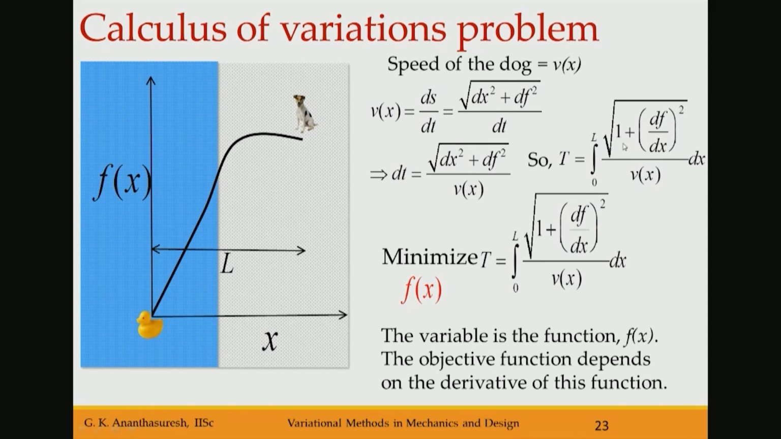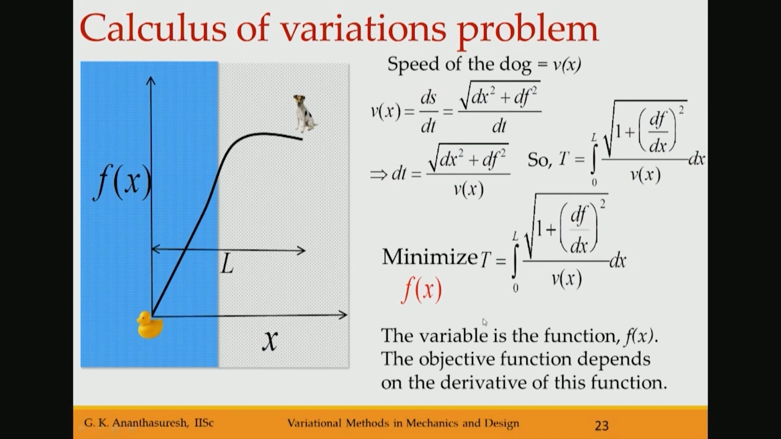and then the square root of dx square, which is the thing that we have there, multiplying and dividing, has come out here, the dx. Basically, I have taken dx out of this and V of x is still here. I got an integral. So, now what do I need to do? I want to minimize this time of going from where the dog is to where the rubber duck is. So, I have the integral from 0 to L of square root of 1 plus (df/dx) square by V of x dx.